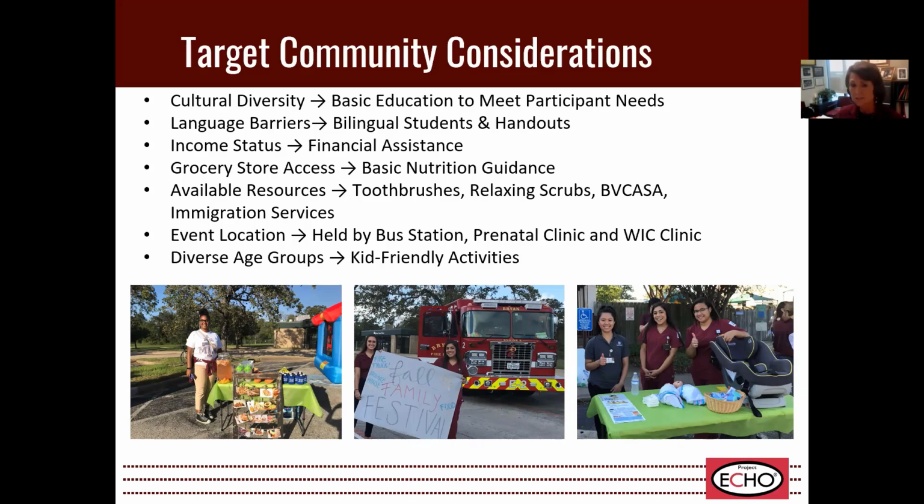We had dental hygienists bring toothbrushes. We did relaxing scrubs. BV CASA, they provide counseling, and then immigration services. So we were trying to provide resources for all who would be in attendance. And our event location was very convenient for transportation because we were right there by the bus station in Bryan, our community, and we were on the grounds of the prenatal clinic and the WIC clinic. So that was a common area for the participants who were coming to our event.